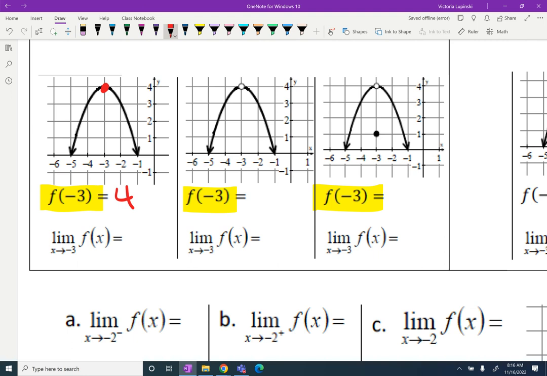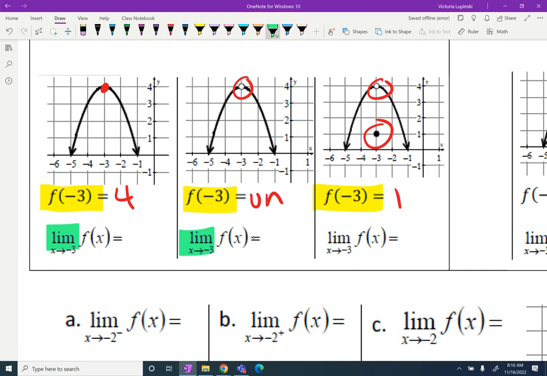How about the one in the middle? If you go to -3, there is an open circle only. There is no corresponding y value. Because there is no y value, you would say that it's undefined. Finally, in the third one, they try to trick you a little bit. Even though there's an open circle up top, if you look below, there's a closed circle. So what is the y value of this graph when x equals -3? 1. Notice that in each of those three cases, they have different f ofs. That's fine. Then look at the final piece.